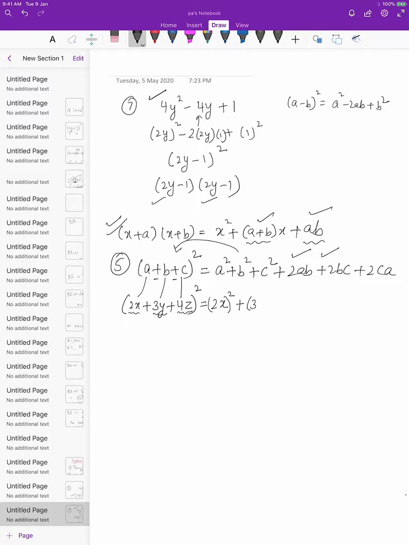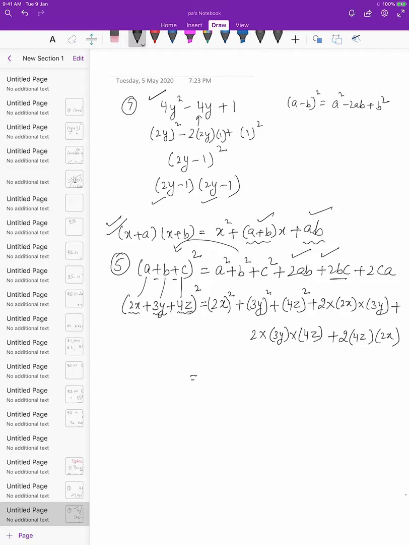Similarly, b square will be 3y whole square. C square will be 4z whole square plus 2 into a into b. Your a in this case is 2x and b is 3y. So I will write 2 into a into b. Next term is 2bc. So 2 into b into c. What is your b? 3y, and c is 4z, plus 2 into c into a. c is 4z and a is 2x. First, what we have done, we have simply substituted the values of a, b and c in the given expression.